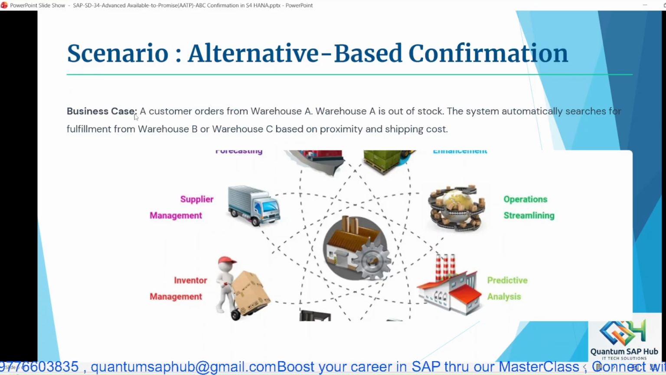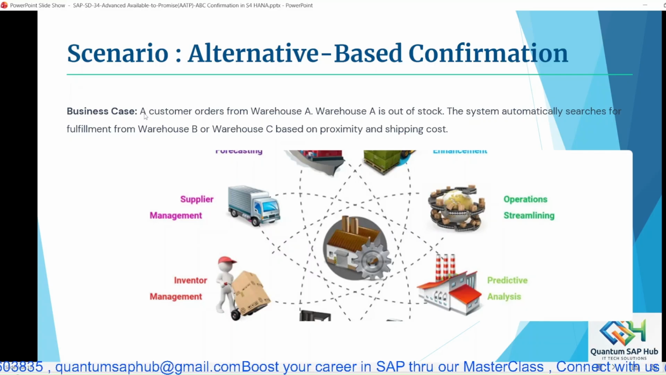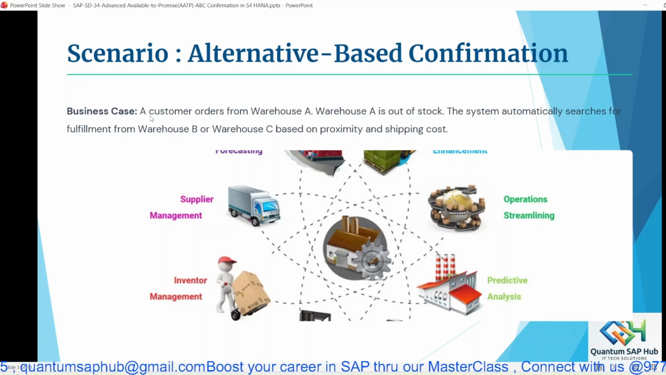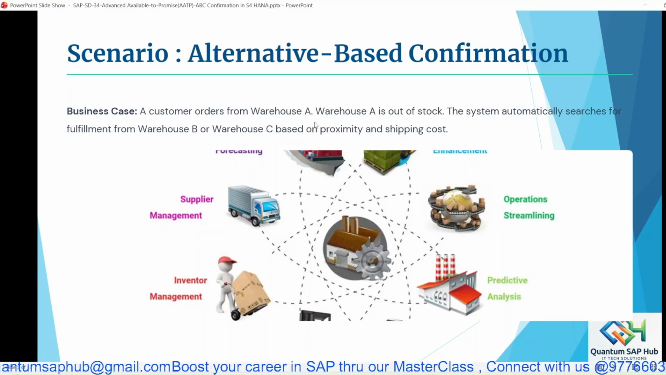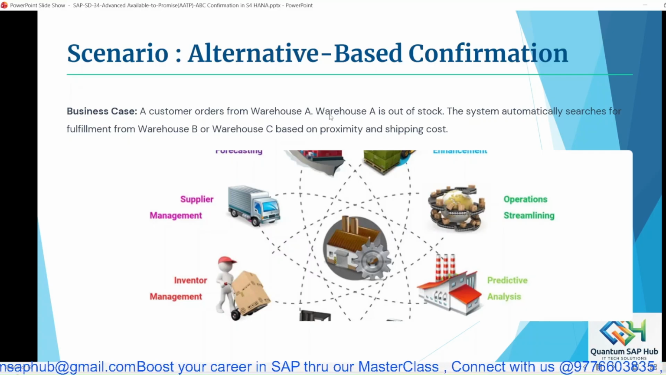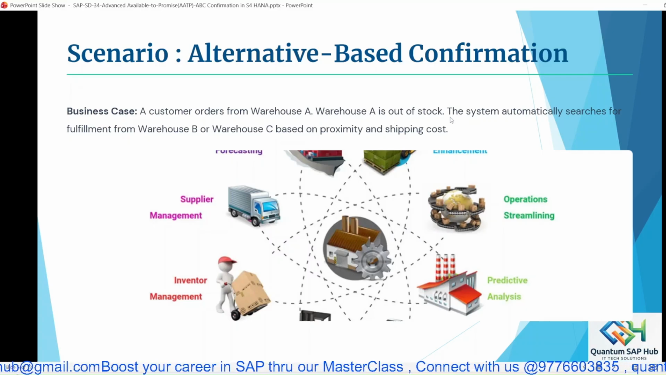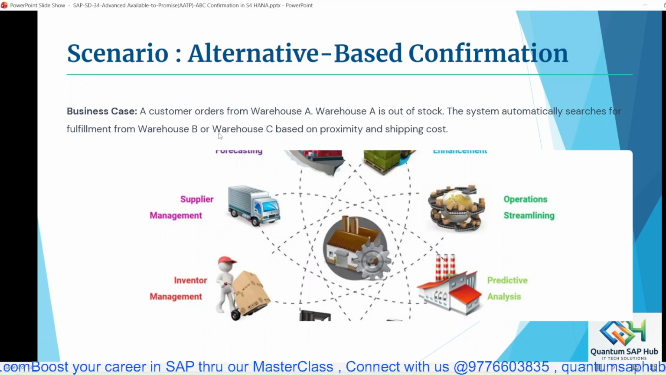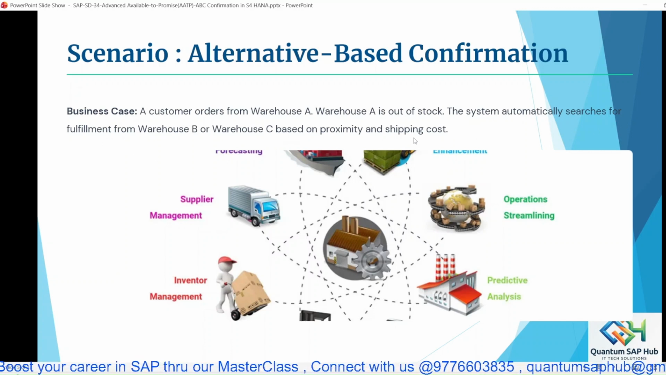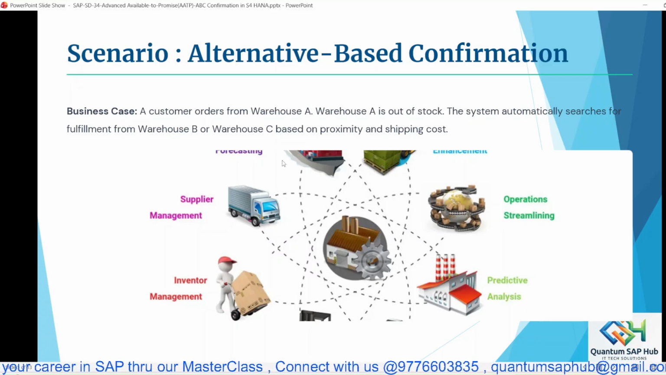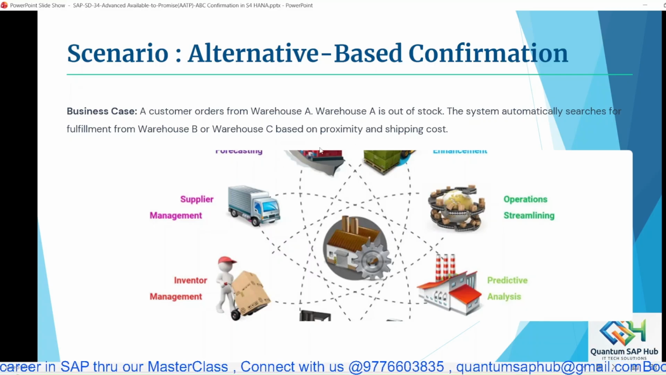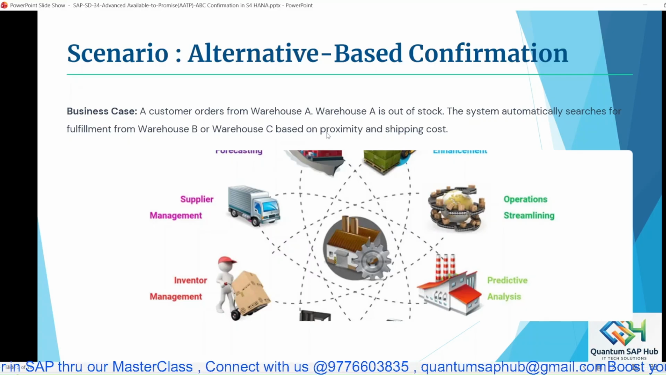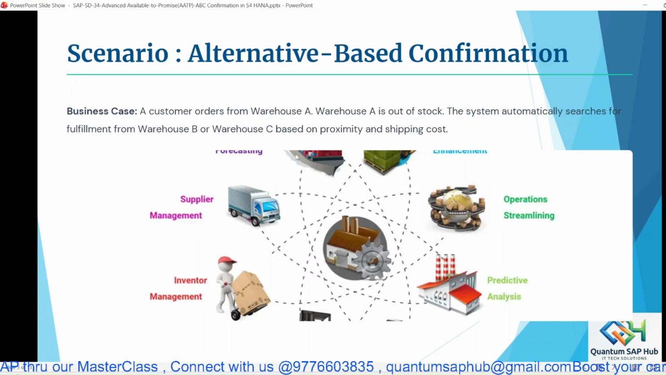Scenario: in what scenario can we utilize this? Suppose a customer orders from warehouse A, or location A, and warehouse A is out of stock. The system automatically searches for fulfillment from warehouse B or warehouse C based upon the proximity and shipping cost. The inbuilt logic is there, so it will calculate the nearest plant.